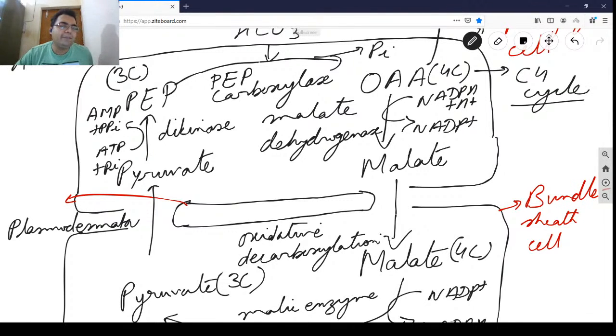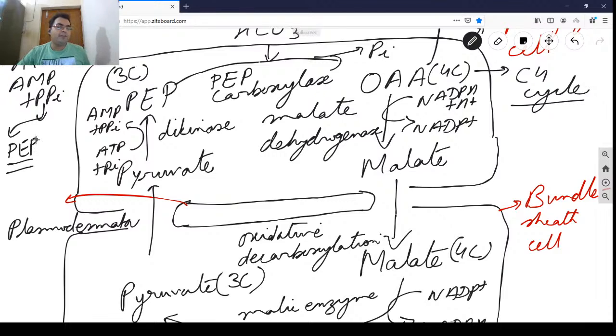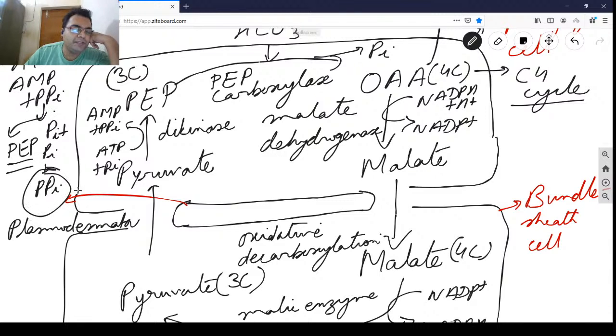ATP has three phosphates. You will say AMP has already released two Pi, but one phosphate from this has gone on to phosphorylate pyruvate to form PEP. Now one phosphate remained. This phosphate again got phosphorylated by another phosphate coming in, plus Pi, and this has again become a pyrophosphate. So one has phosphorylated the pyruvate, one has phosphorylated the phosphate.